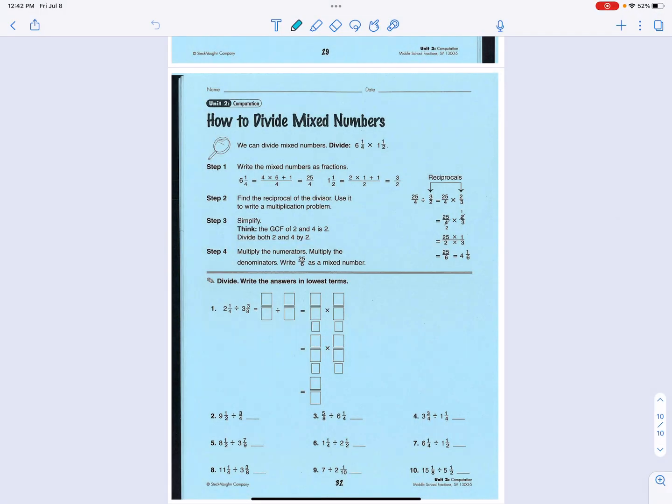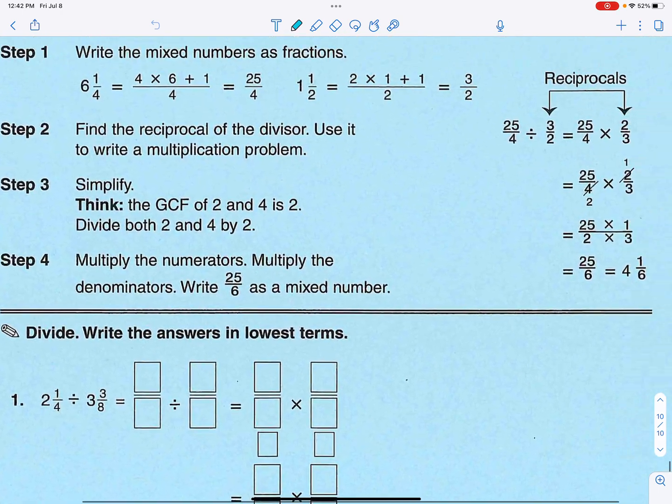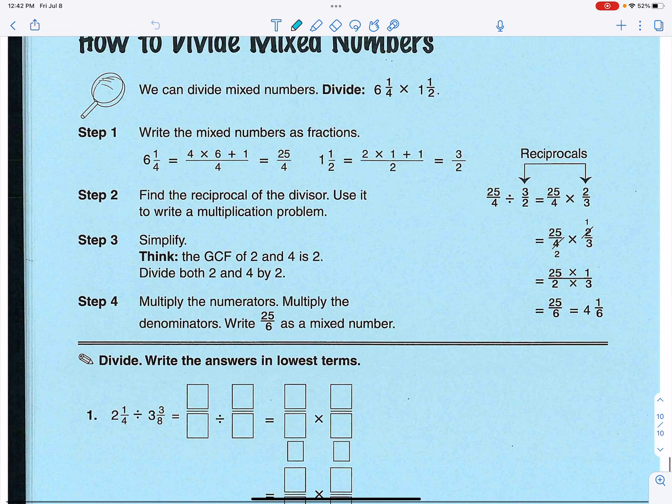All right, so we're on page 32 on the blue packet. And I don't know that we're gonna have to do a whole bunch of these because I think you've gotten it. So now we're gonna take mixed numbers and divide them. So again, it's just kind of like multiplication. You can't divide mixed numbers.